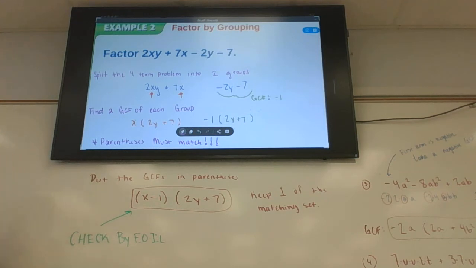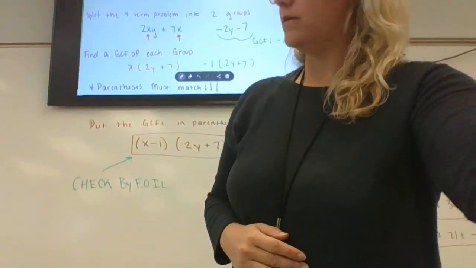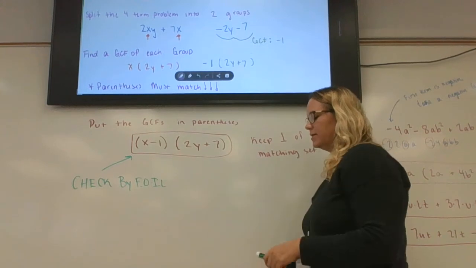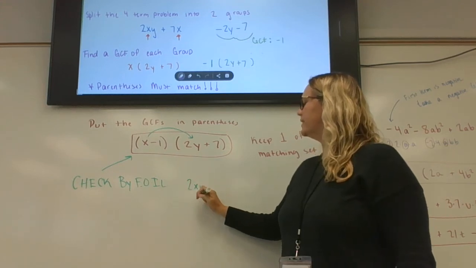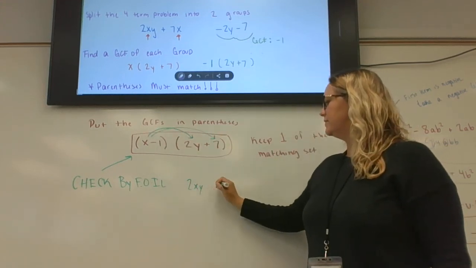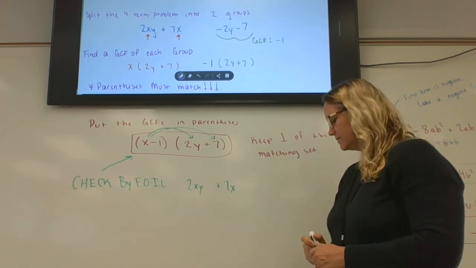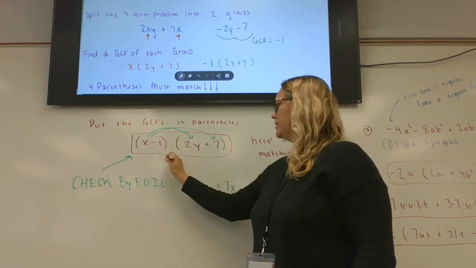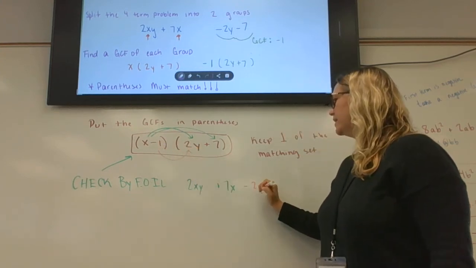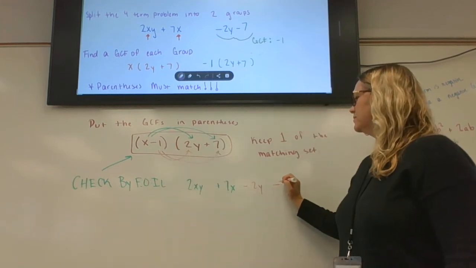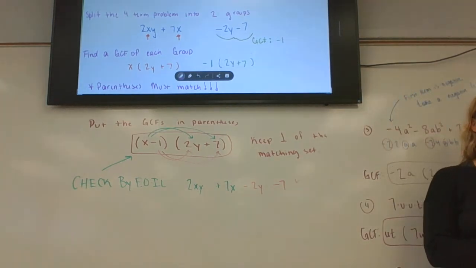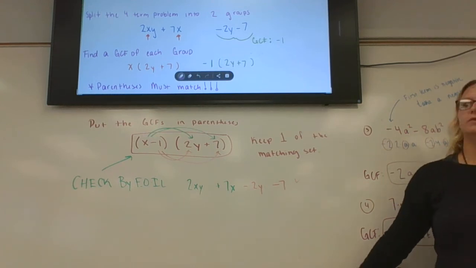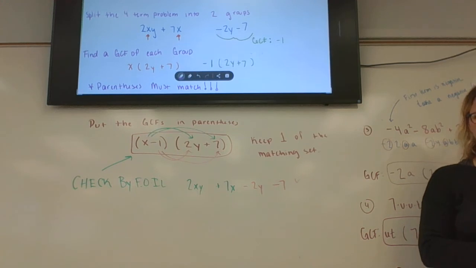All right, let's check this by FOIL. You can always check a factoring problem by just multiplying it back out. So x times 2y would be 2xy. X times 7 would be 7x. Negative 1 times 2y would be a negative 2y, and negative 1 times 7 would be a negative 7. So this checks out. It's exactly what we started with. Anytime you're factoring, you know you've done it correctly if you get what you started with. So it's great that you can check.